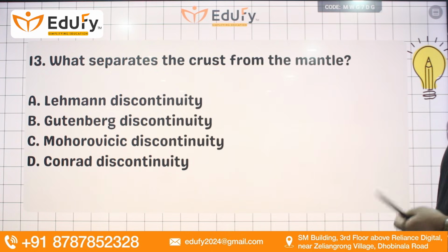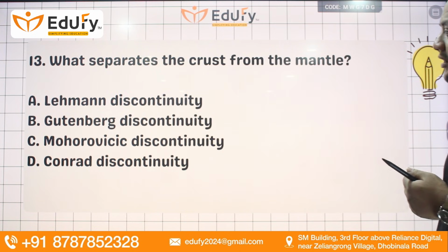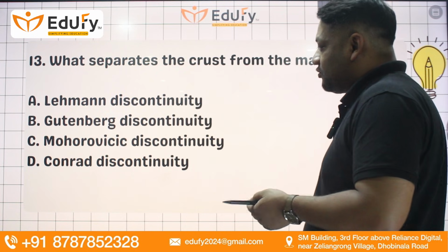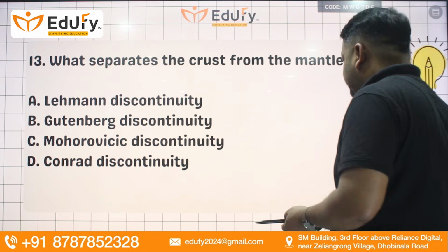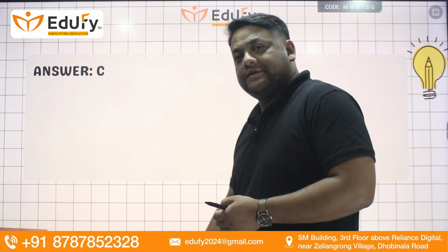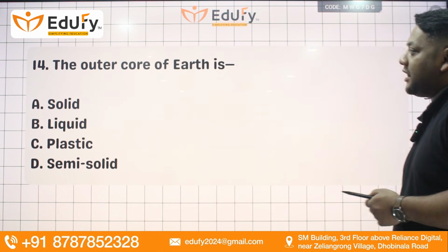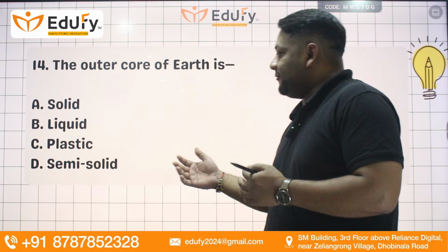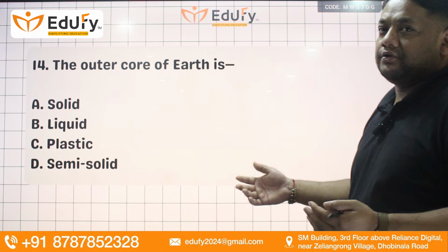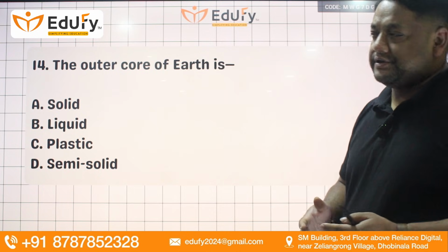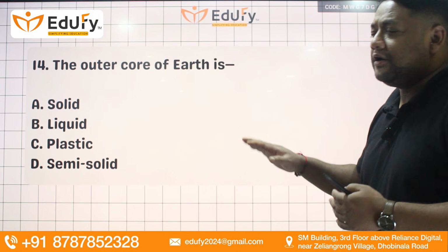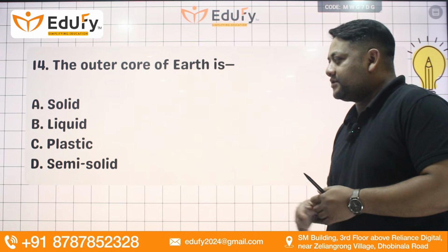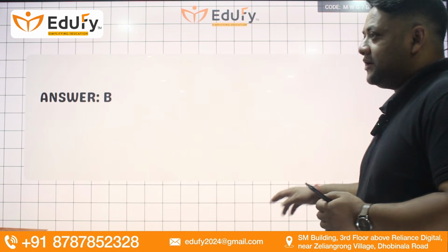Okay. Next, what separates the crust from the mantle? Lehmann discontinuity, Gutenberg discontinuity, Mohorovicic discontinuity, or Conrad discontinuity. So everybody knows about it. This is the most common part of the interior of the Earth. Everyone knows, that is the Mohorovicic discontinuity, that is C. Next question. The outer core of the Earth is solid, liquid, plastic, or semi-solid. So we all know it's in a semi-solid condition, which we also call the liquid core. B goes more towards the answer apart from D. So B is the right answer.